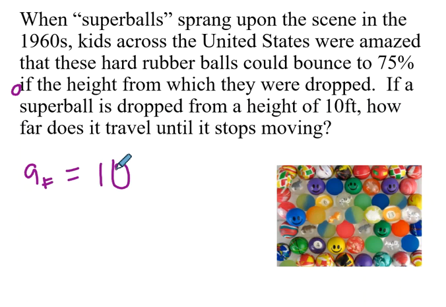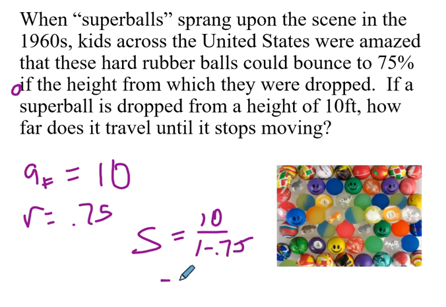Okay, I have that A1 is equal to 10. My r is 0.75. And then you would jump right to this: 10 over 1 minus 0.75. That's going to be 0.25, and that'll be 40. But wait, there's more. This is not done.